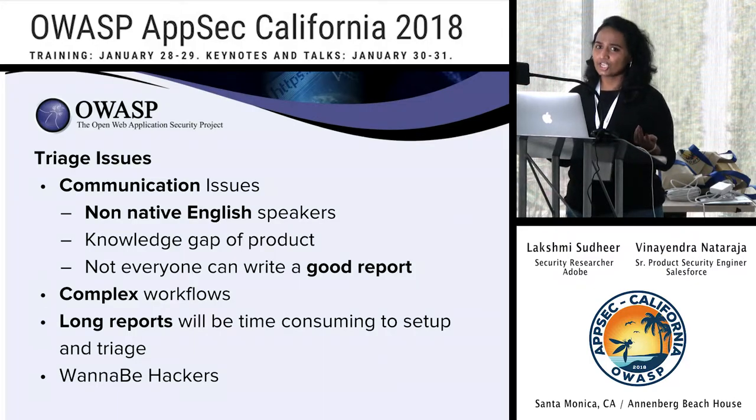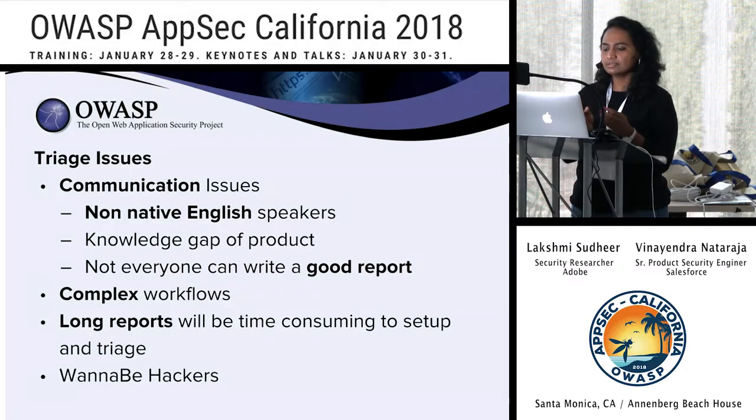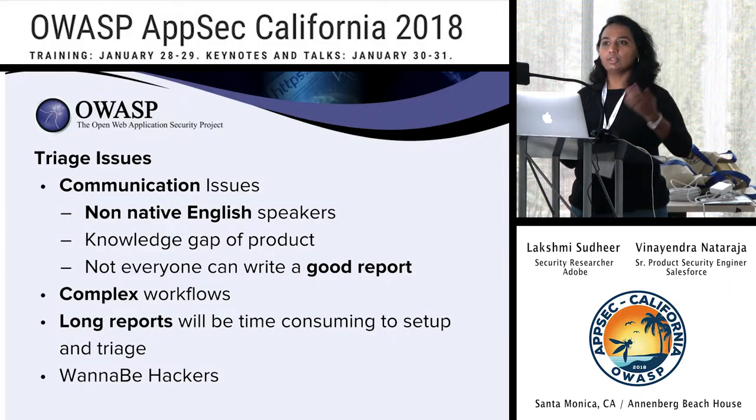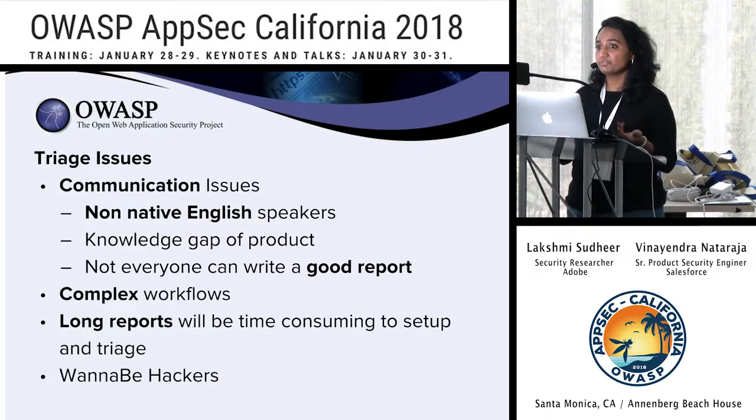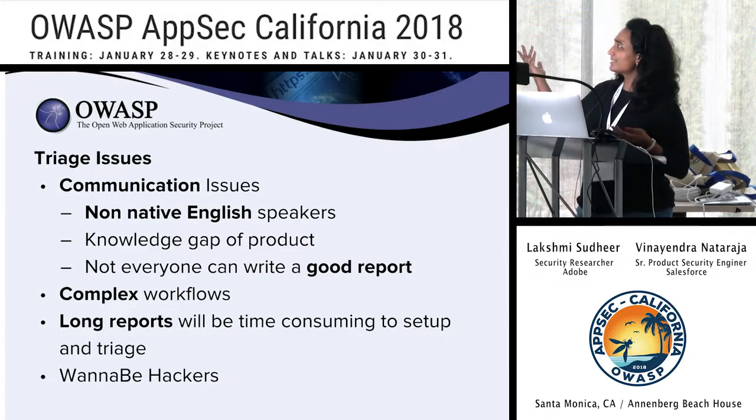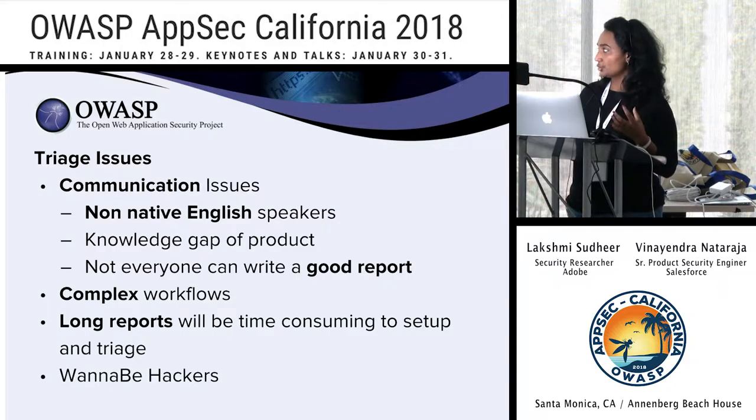Second thing could be a knowledge gap of the product. Each product has its own reasons to probably not have some of the security best practices because of functional needs. Sometimes functional needs take over certain security aspects, and you accept the risk. So this also causes a lot of people to probably say, oh, you don't have X-Frame-Options, and probably the whole concept of your product is to be iframed or things like that. So that's one of the very common issues we have.